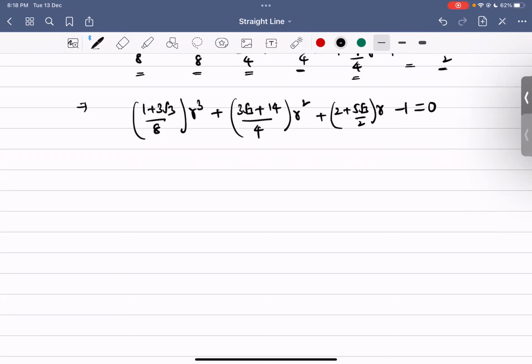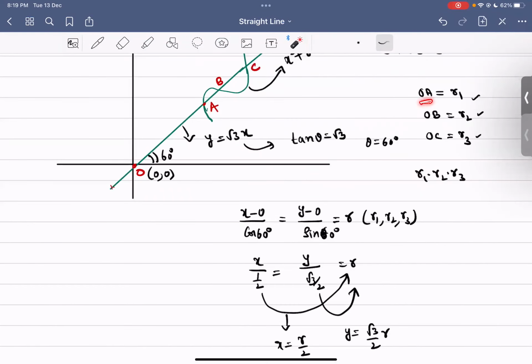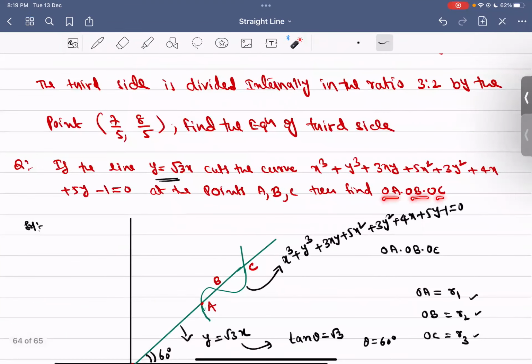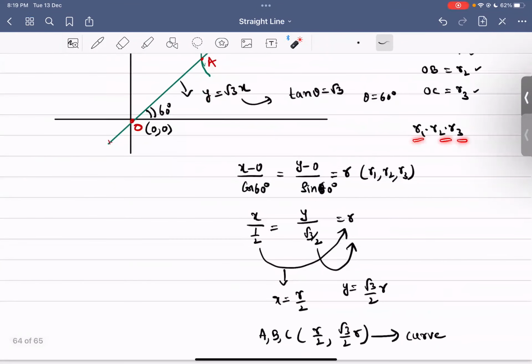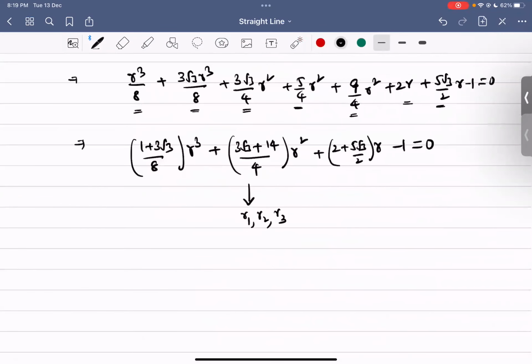So therefore, a cubic equation has how many real roots maximum? R1, R2, R3. Yes or no? So R1 is this distance. Already you have seen, R1 is this OA distance. R2 is OB distance. R3 is OC distance. In the question, the product of OA, OB, OC is being asked. That is R1, R2, R3 is being asked. That is the product of the roots is being asked. Therefore, product of the roots is what?